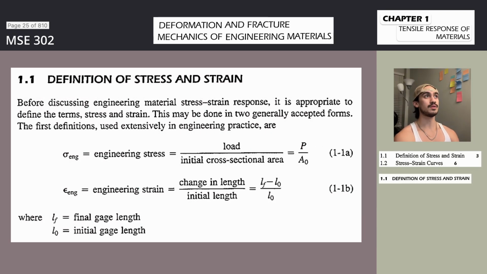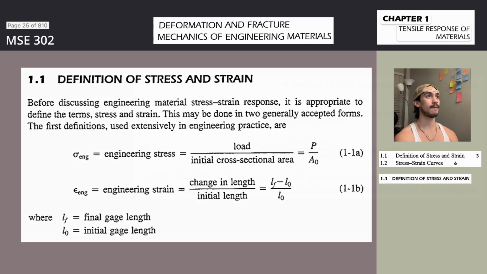Before discussing engineering material stress-strain response, it is appropriate to define the terms stress and strain. This may be done in two generally accepted forms. The first definitions, used extensively in engineering practice, are 1-1A and B, engineering stress and engineering strain. Engineering stress is load over initial cross-sectional area. Strain is change in length over initial length.